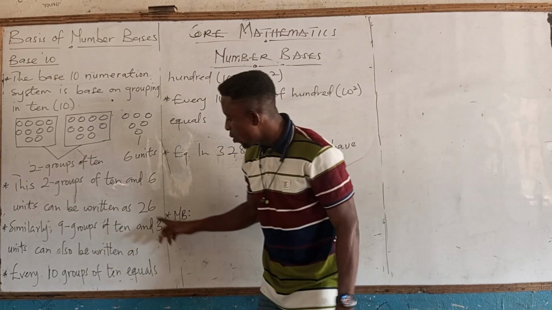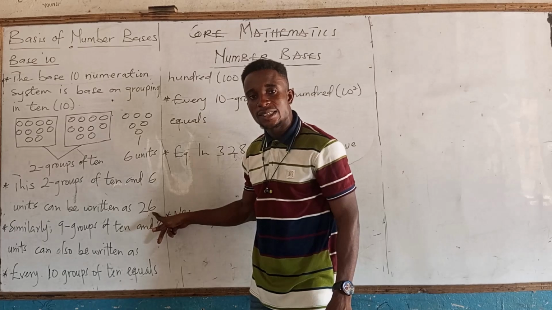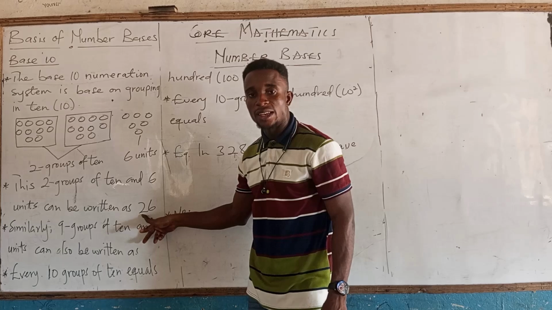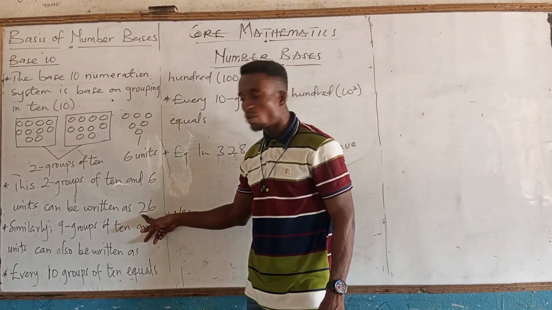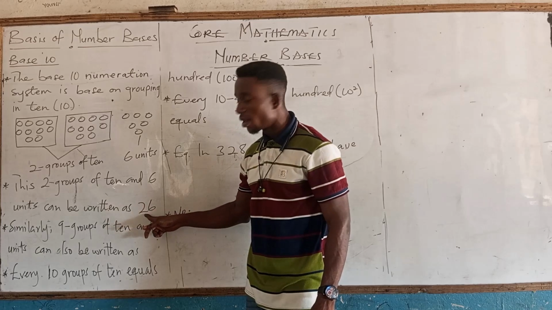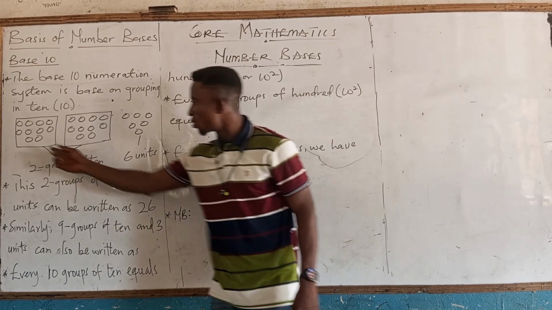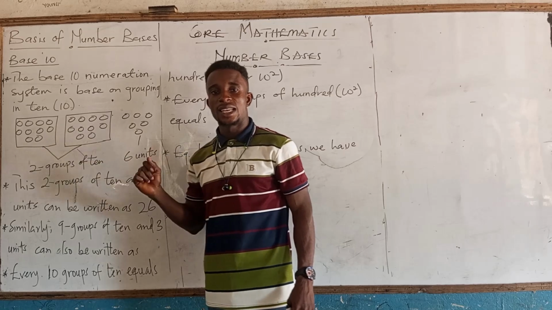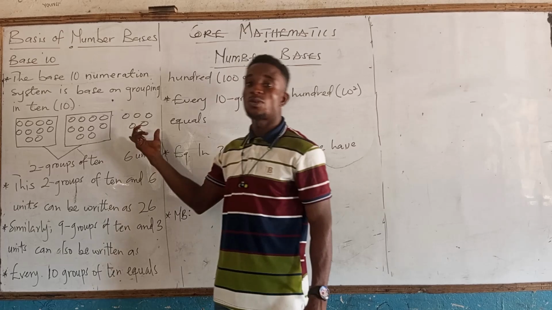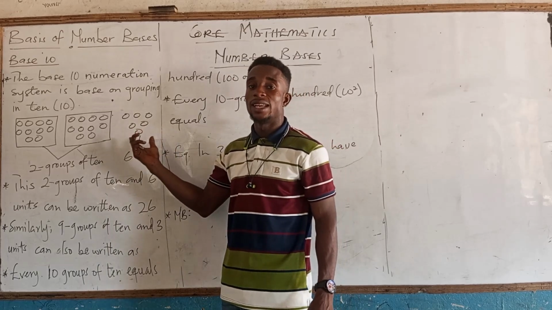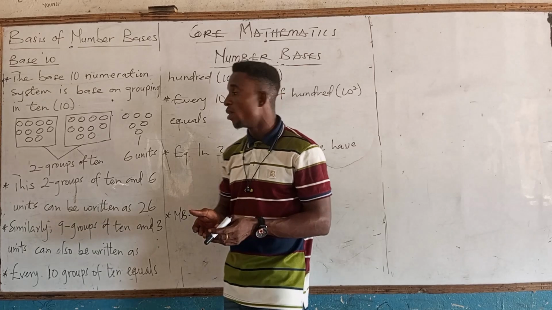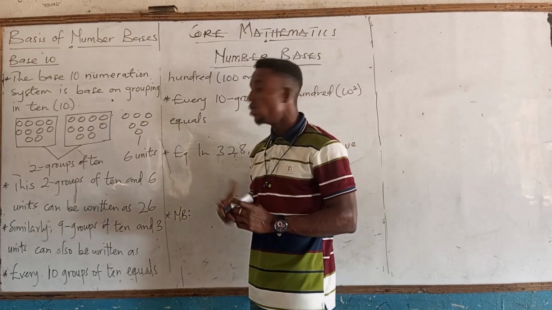So meaning we are having 6 units, then proceeding we have two groups of what? 10. Are we getting that? So that is what we are having here. Two groups of 10 and 6 units. We are saying 6 units because this one didn't get to 10 for us to form a group out of it. Please, are we getting that? So that is that.